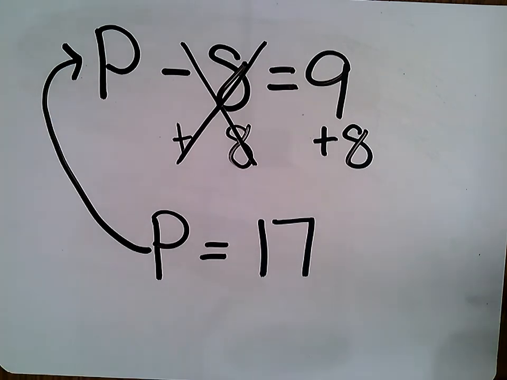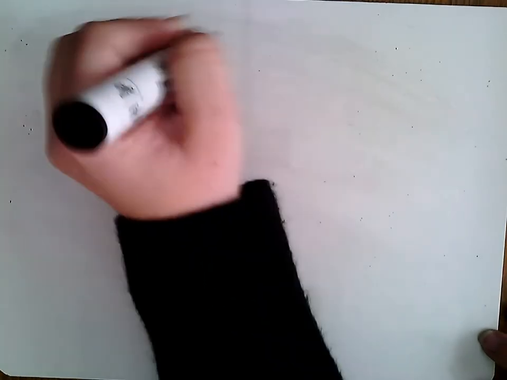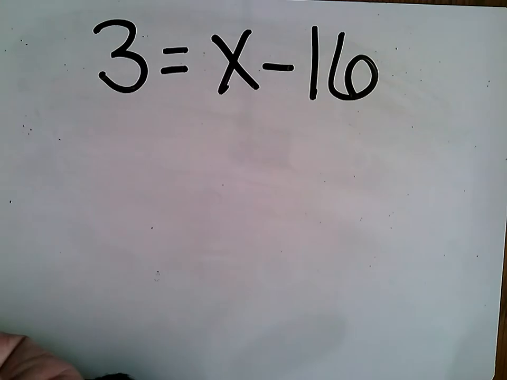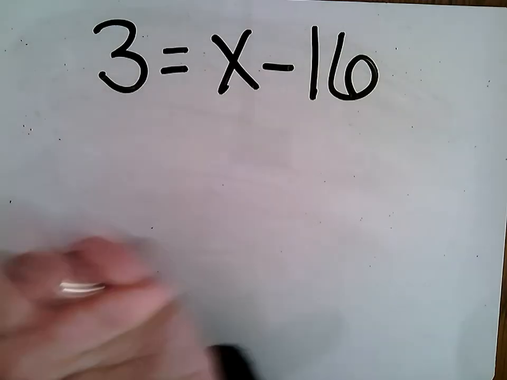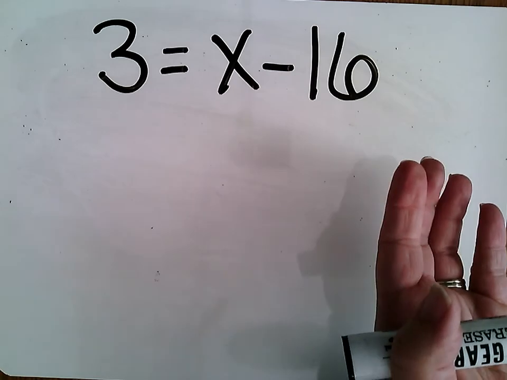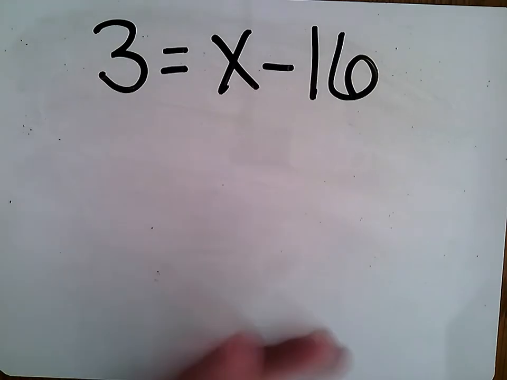Okay, that was number 1 on the guided practice on page 71. Let's look at number 2. 3 equals x take away 16. And again, I want to get the variable or the letter by itself on the one side of the equal sign, and that will tell me what the variable is, what it's worth or its value.